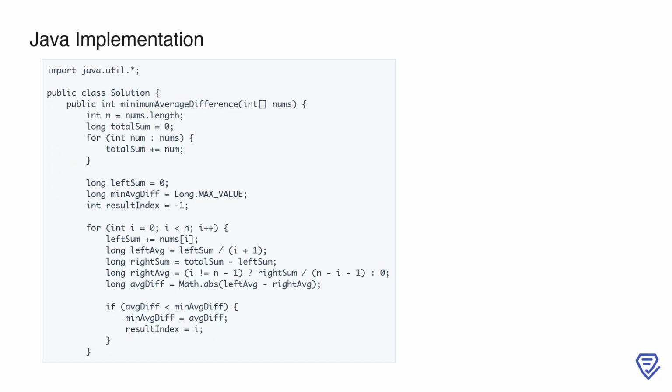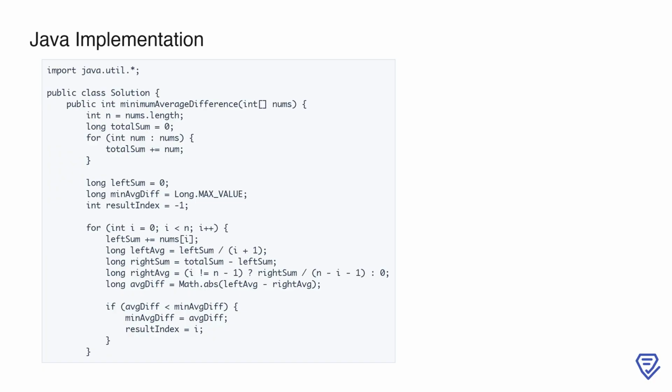Next, we initialize several variables: left_sum to keep track of the cumulative sum of the left subarray, min_average_diff to store the smallest average difference we encounter, and result_index to store the index corresponding to that minimum difference. Now, we loop through each element in the array. For the current index i, we update the left_sum by adding the current element. Using this left_sum, we calculate the average of the left subarray as left average.